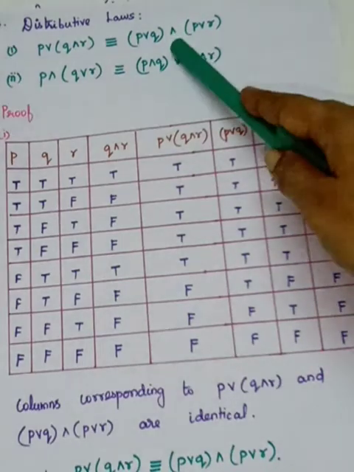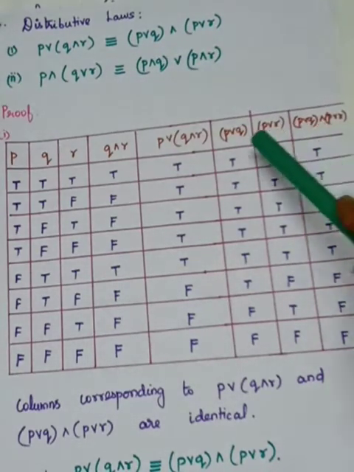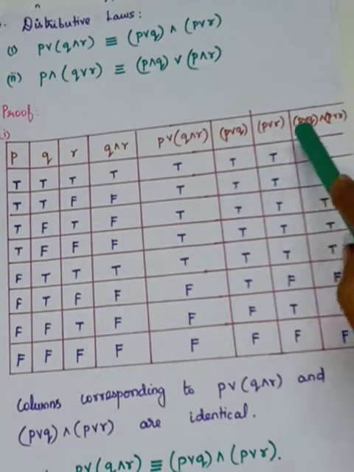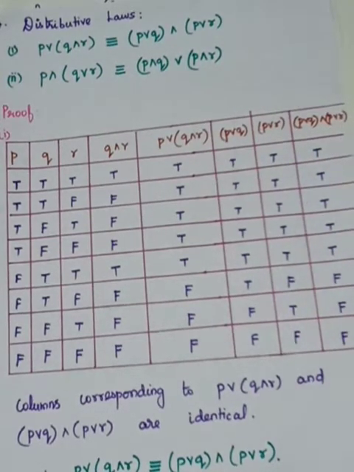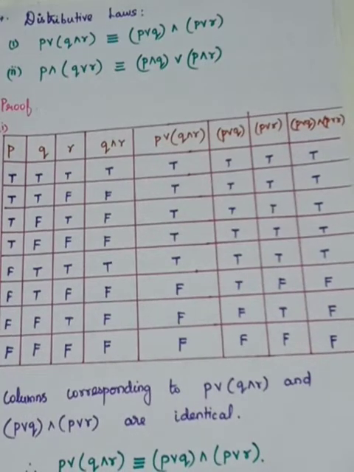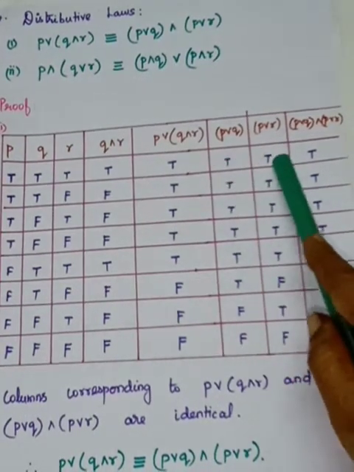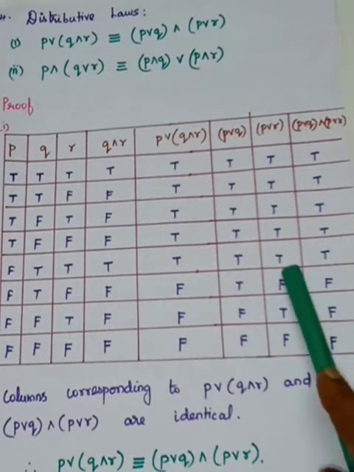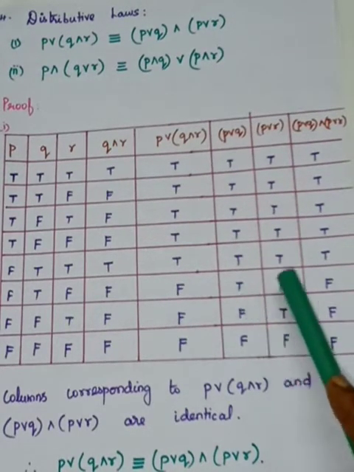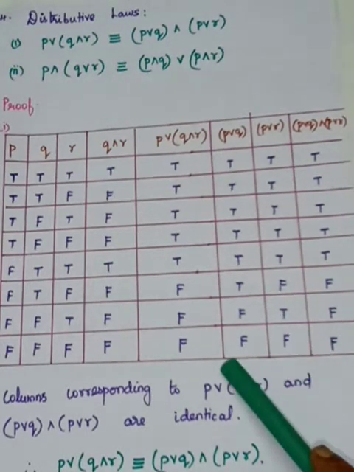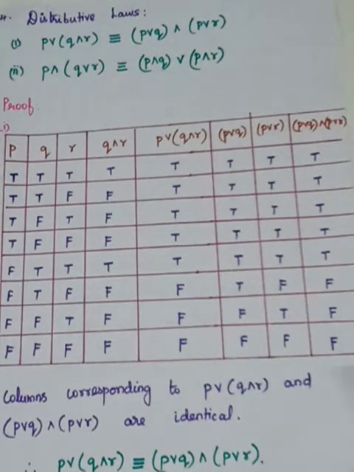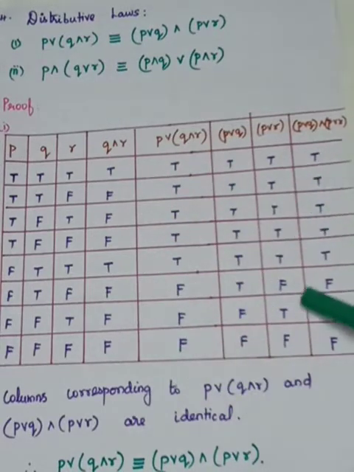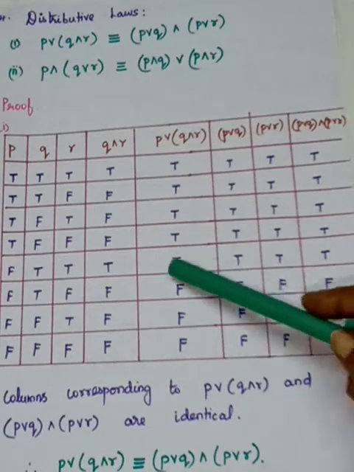And in between you have to write and. Which column? This column and this. (P or Q) and (P or R). In between you have to use and. And means both are true, only it is true. So see now, both are true, so it is true. Here also up to this row, both are true, so it is true. Here one is true, so it is false. Here also one is true, it is false. Both are false, also false. You look at that. This column, and here the last column. You see the truth values, they are identical.